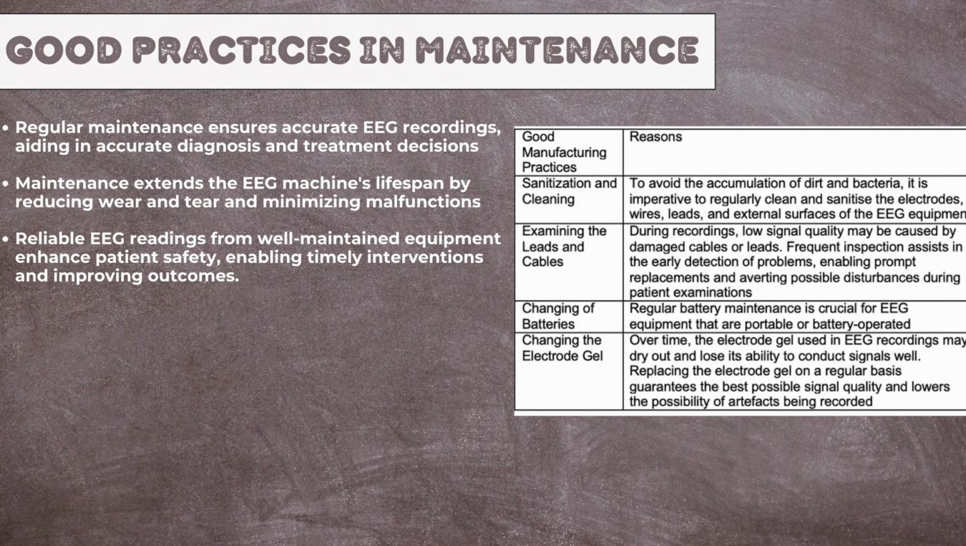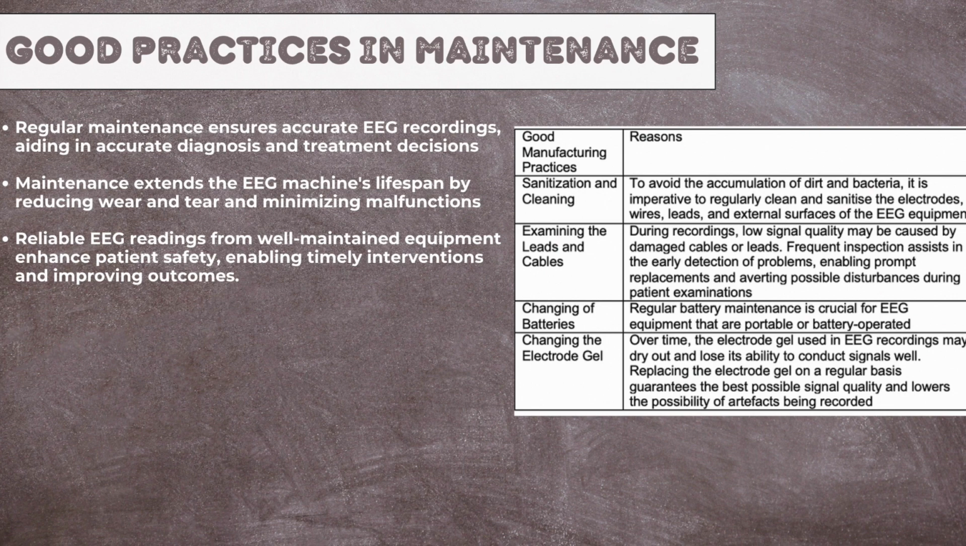Now we move on to good practices in maintenance. Regular maintenance ensures accurate EEG recordings, aiding in accurate diagnosis and treatment decisions. Here are some examples. First of all, sanitization and cleaning. To avoid the accumulation of dirt and bacteria, it is essential to regularly clean and sanitize the electrodes, wires, leads, and external surfaces of the EEG equipment.